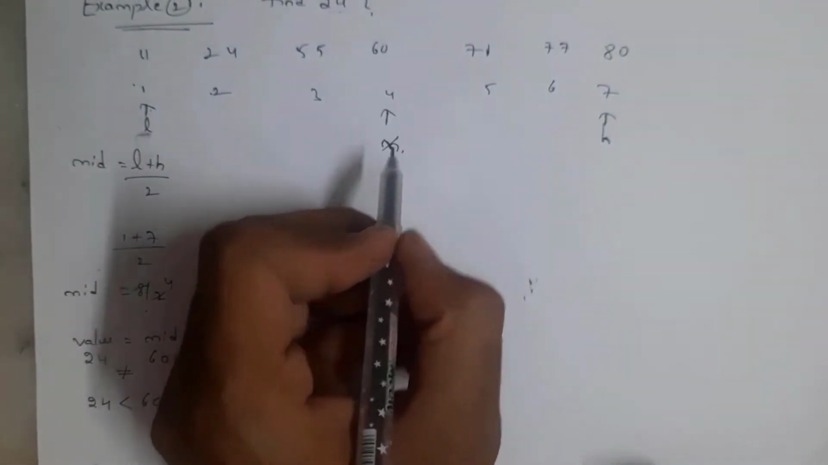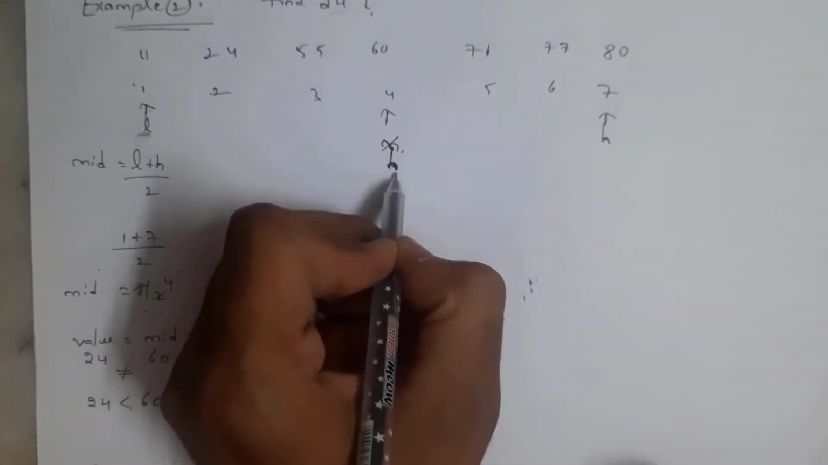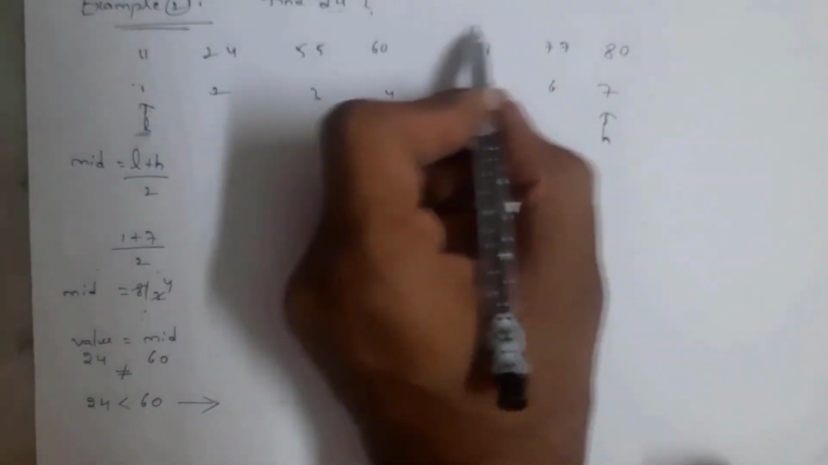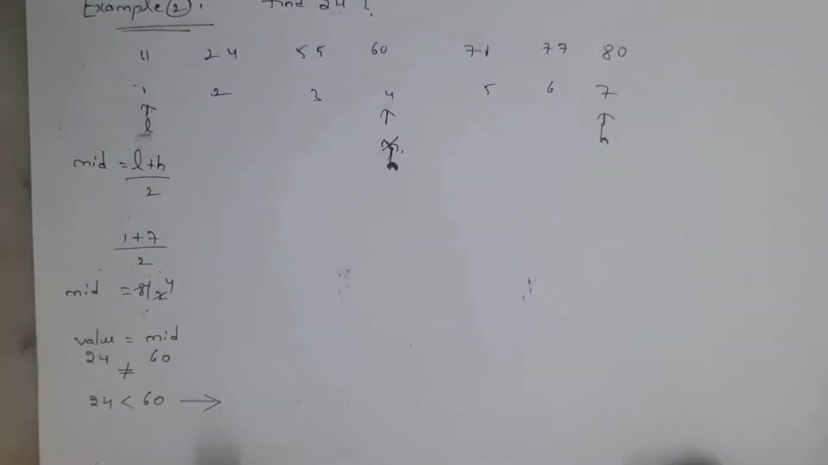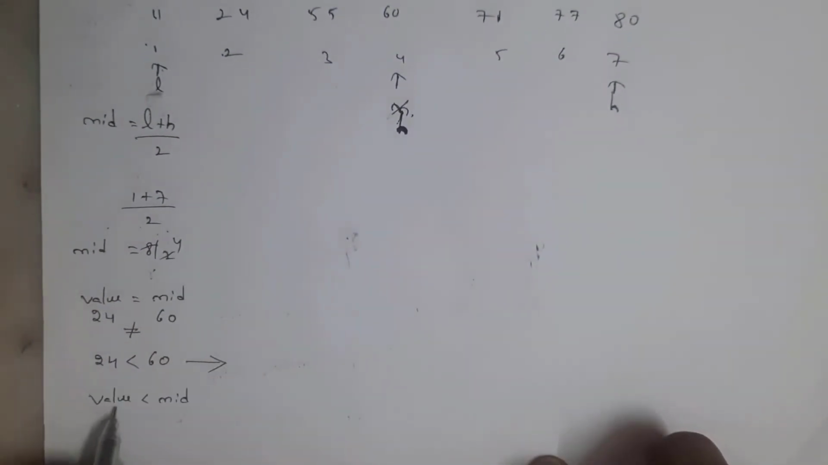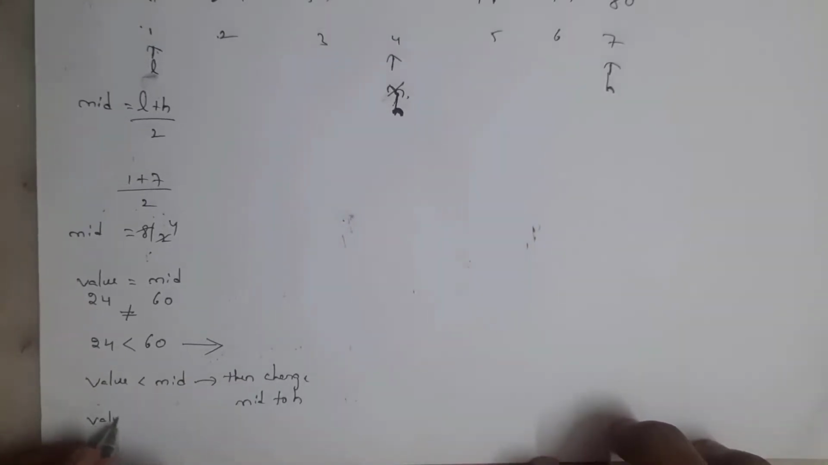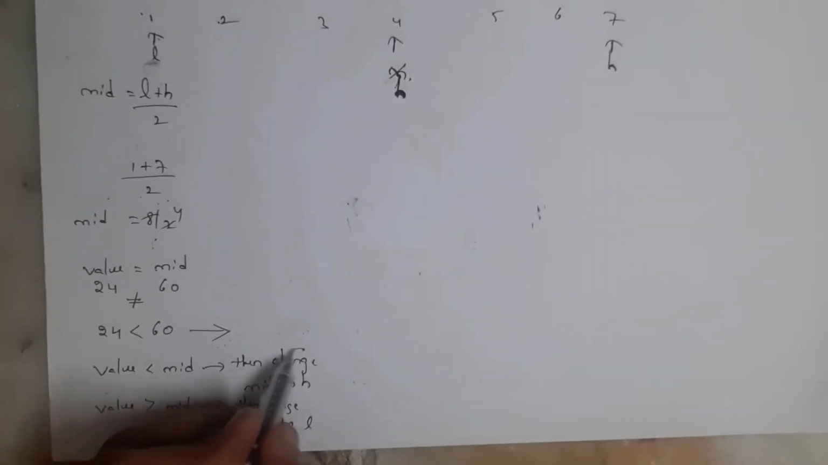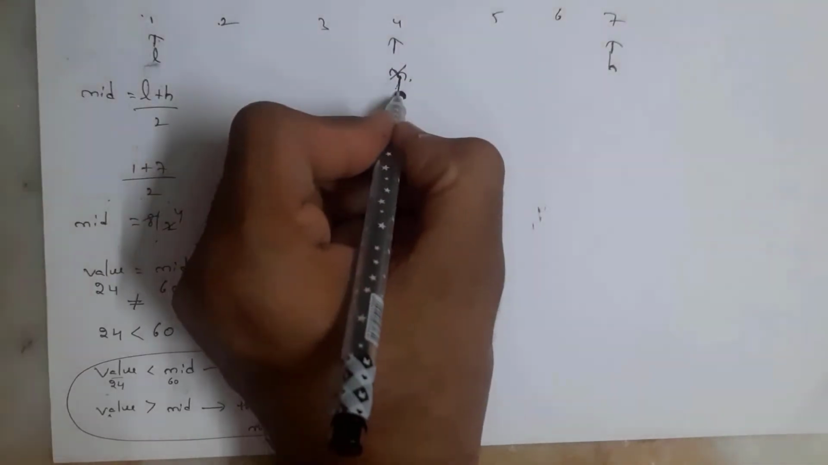We should not change this mid element into lower element, because if we change this mid element into lower element, then our element will not be present in between this. So here I changed mid element as higher element. You need to remember these two things. If the value which we need to find is less than mid, then change mid to high. And if value is greater than mid, then change mid to low. Here value is less than mid, that is 24 is less than 60. So we need to change mid to higher.